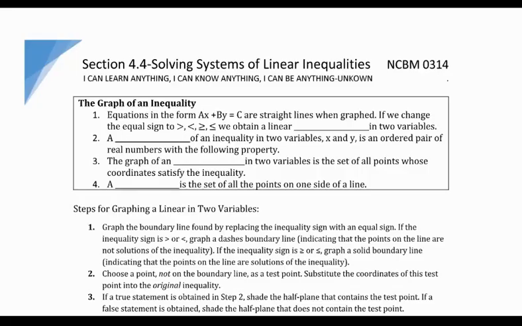Section 4.4, Solving Systems of Linear Inequalities, the graph of an inequality. Equations in the form ax plus by equals c are straight lines when graphed. If we change the equal sign to any of these signs, we obtain a linear inequality in two variables.